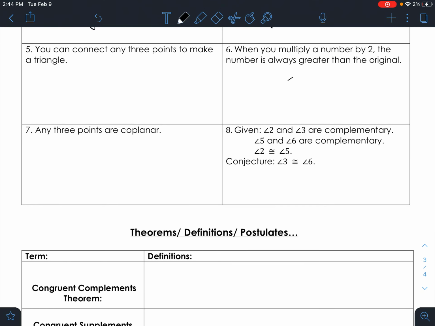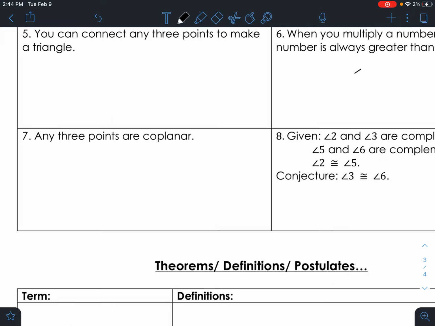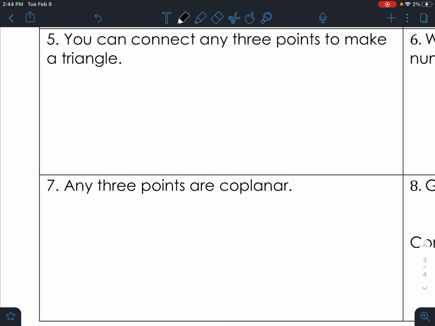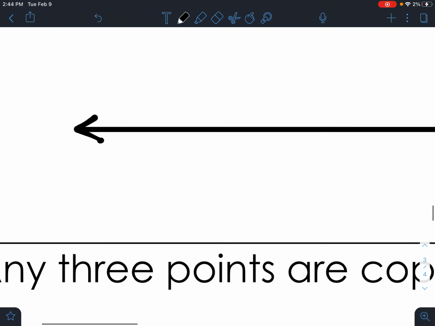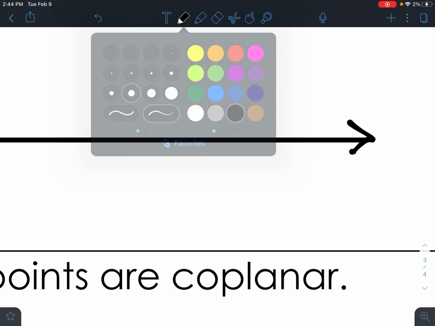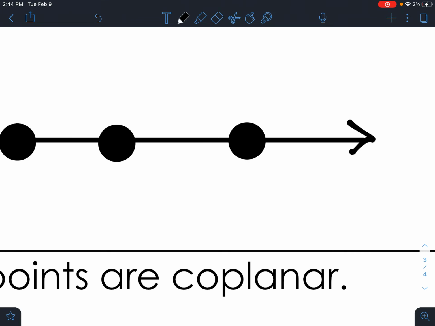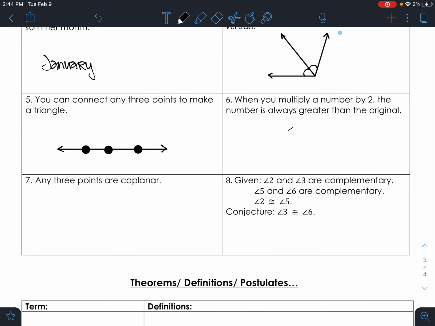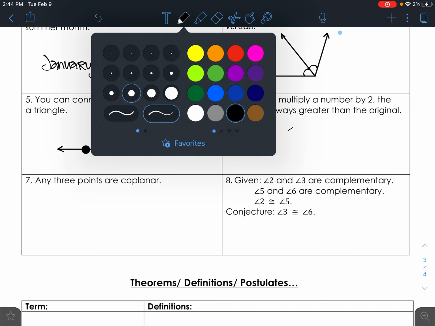I'm only going to do 2 more. I'm going to do number 5, where it says you can connect any 3 points to make a triangle. Sometimes when students are in class, I always give them this on their own to be creative with, and that's exactly what we're going to do here. So if I make this line, and then I have these 3 points, 1, 2, 3, can I make a triangle from those points? The answer is no, I can't.